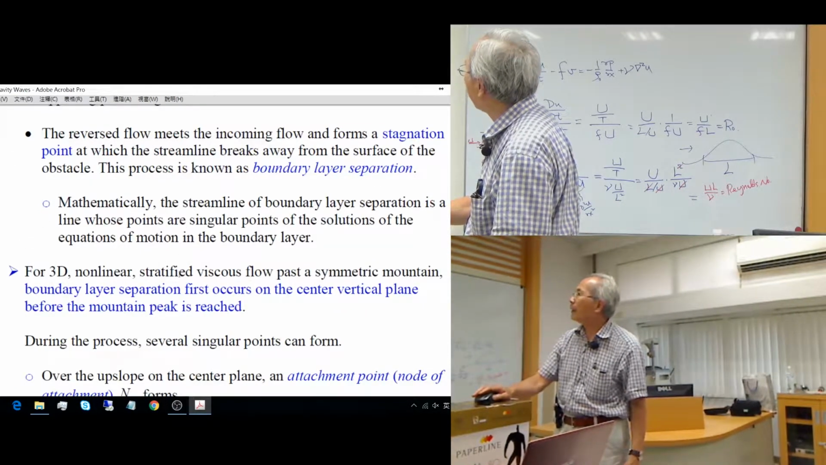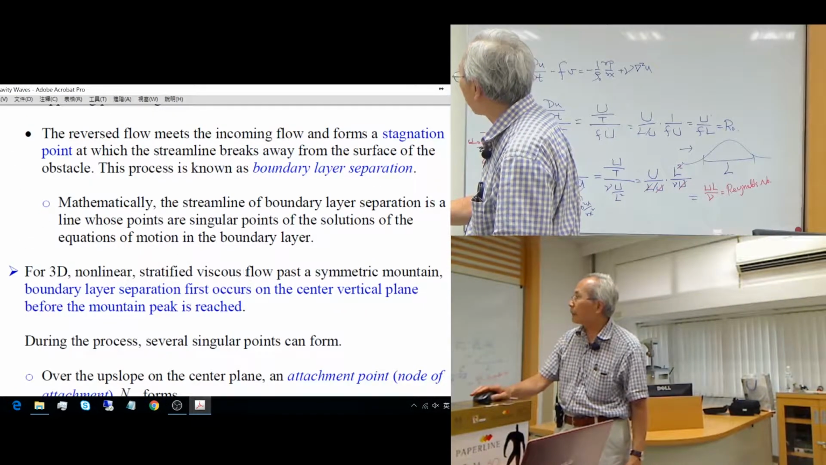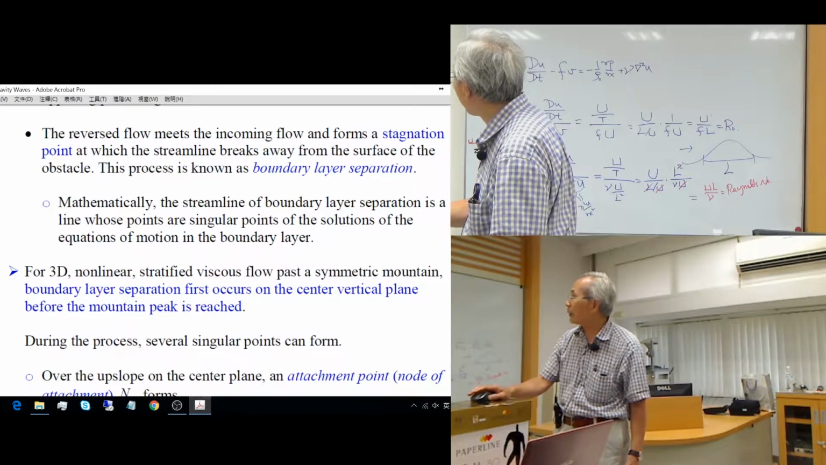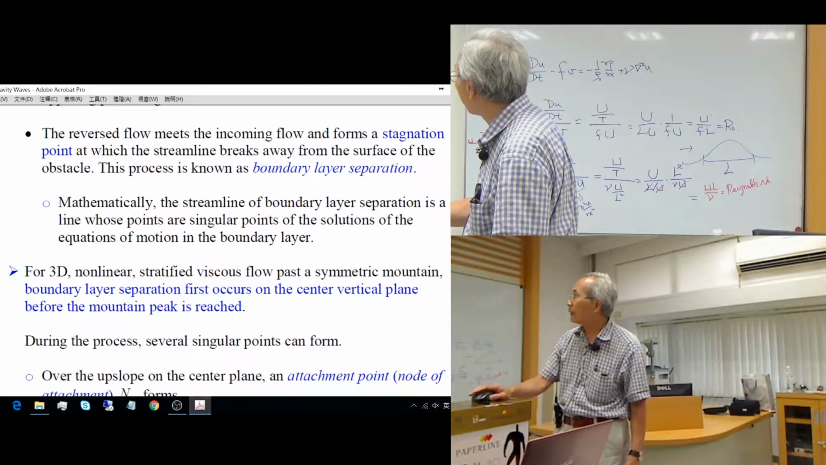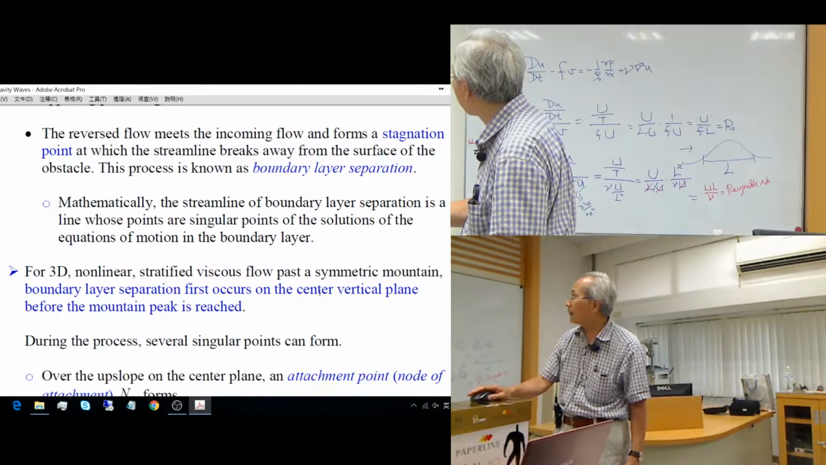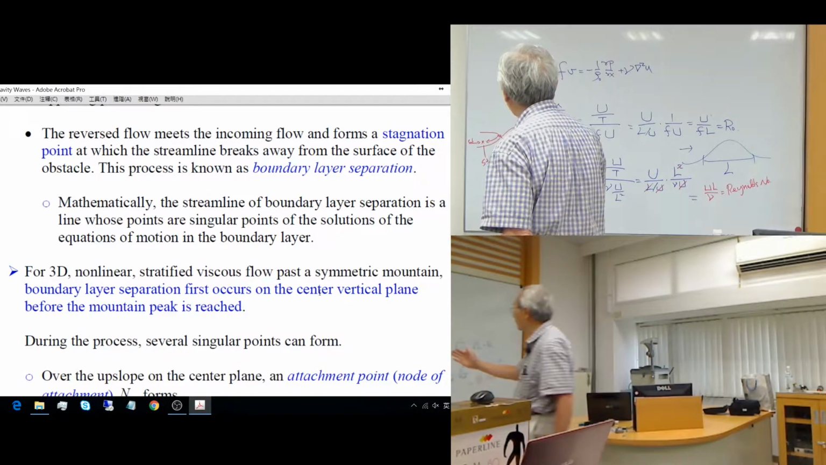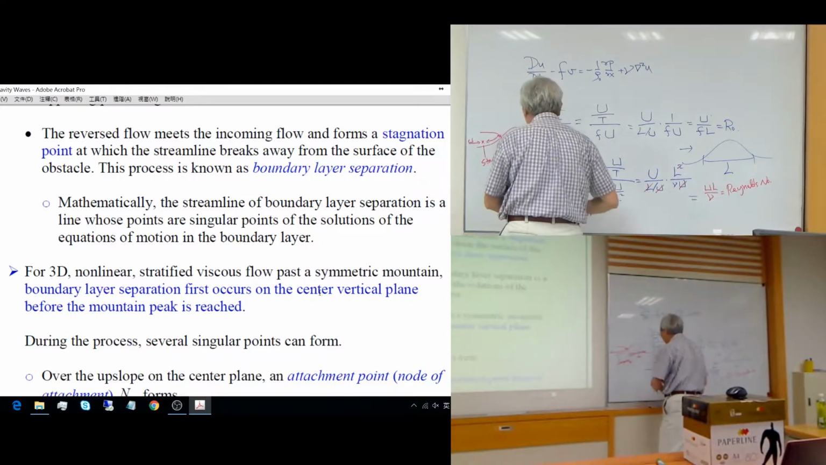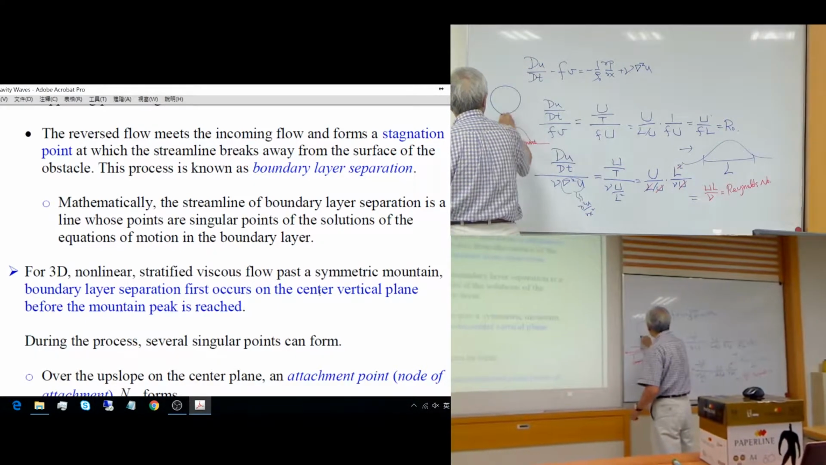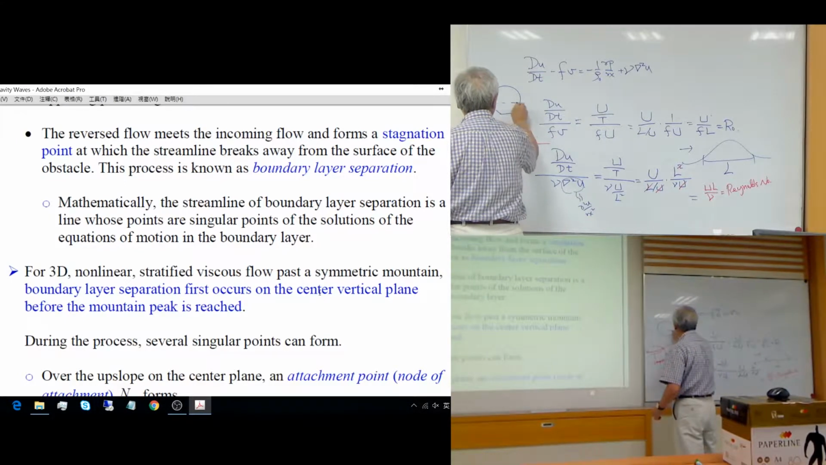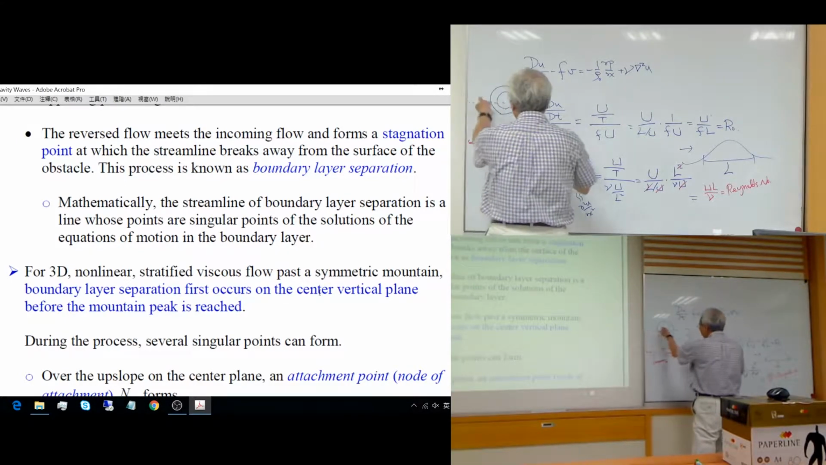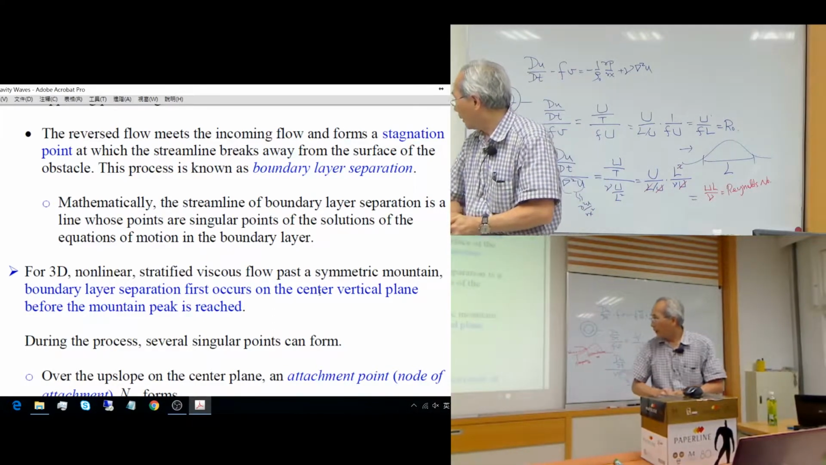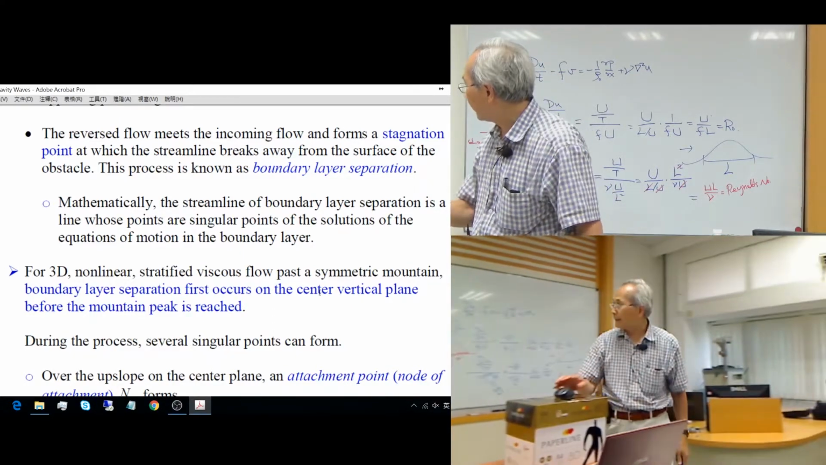For 3D nonlinear stratified viscous flow, that means with friction, past a symmetric mountain, boundary layer separation first occurs on the center vertical plane. That's like this. On this mountain, on the center vertical plane, that occurs, and before the mountain peak is reached.